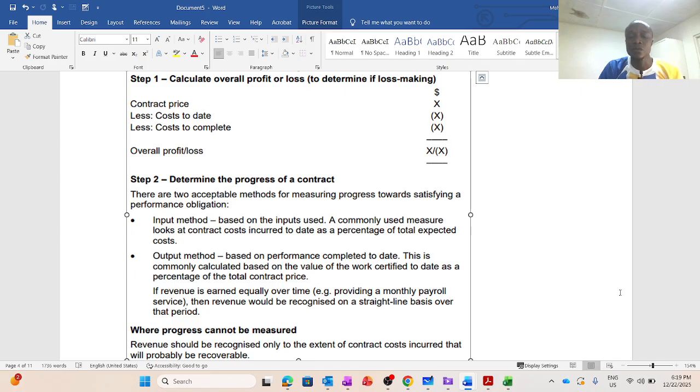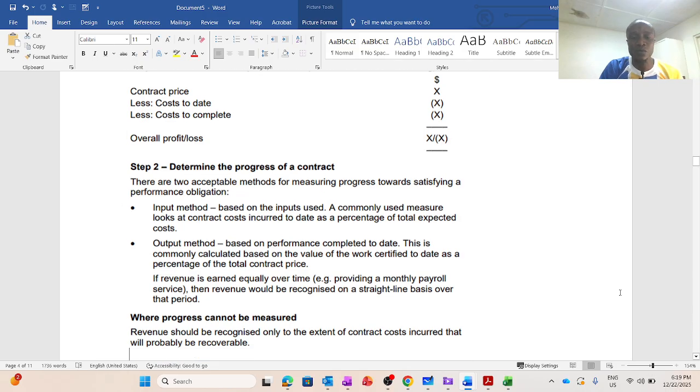Stage 2, we need to determine the progress of the contract completion to date. We have 2 approaches: the input approach and the output approach. The input approach looks at the cost that we have incurred to date. We are looking at the contract cost incurred to date as a percentage of the total expected cost. So the formula is contract cost incurred to date divided by the total expected cost multiplied by 100 for the input. For the output method, we look at the performance completed to date.